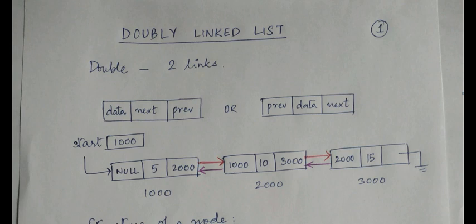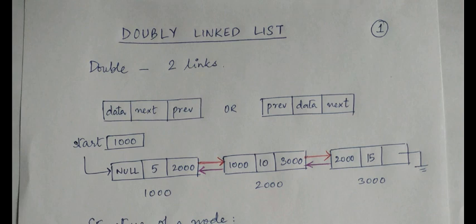So what is a doubly linked list? If you have gone through the types of linked list, you have single linked list or singly linked list where you have only one pointer. Then you have the doubly linked list and then you got the circular linked list. You can also have circular and double at the same time.